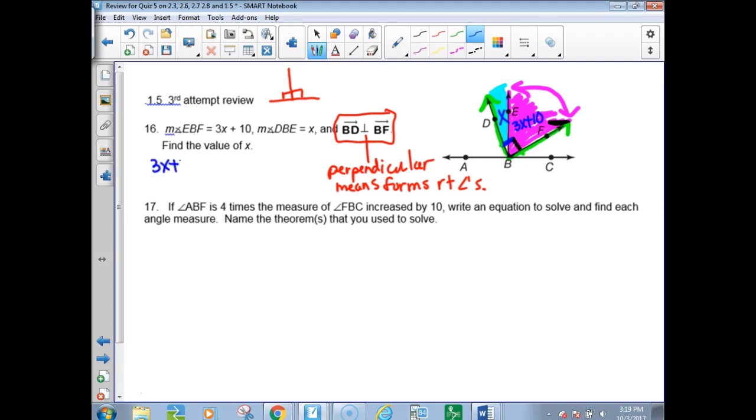So 3X plus 10, and you don't have to do all this drawing and coloring to figure that out, but for some people it helps as a visual aid right now. 3X plus 10 plus X, and then I had people who added on an X when it wasn't there, okay? You got to have two angles. All right, so let's go 3X plus X, 4X plus 10 equals 90. Subtract 10 and keep going, guys. We should be getting X is 20.